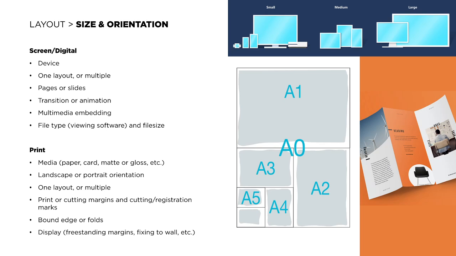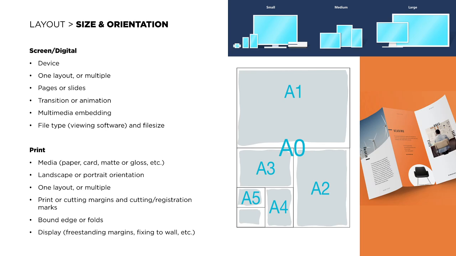And if you don't go the digital route, then print. Print's the other option, and then think about what you're going to print it on. Is it going to be paper, card, matte, gloss? These finishes are going to affect the way it looks when it's viewed hanging on the wall, or on the table, or whatever. You're going to use landscape or portrait orientation. You're going to have one layout or multiple.